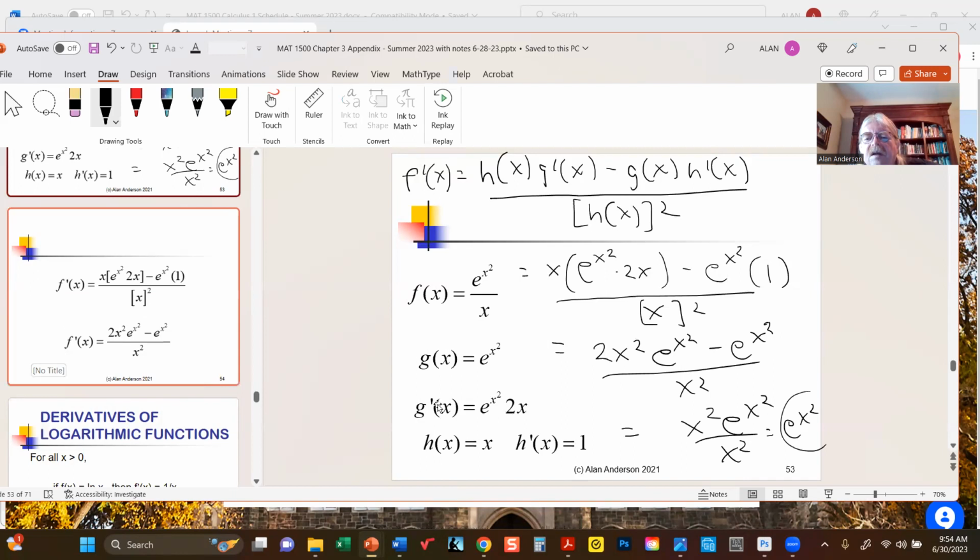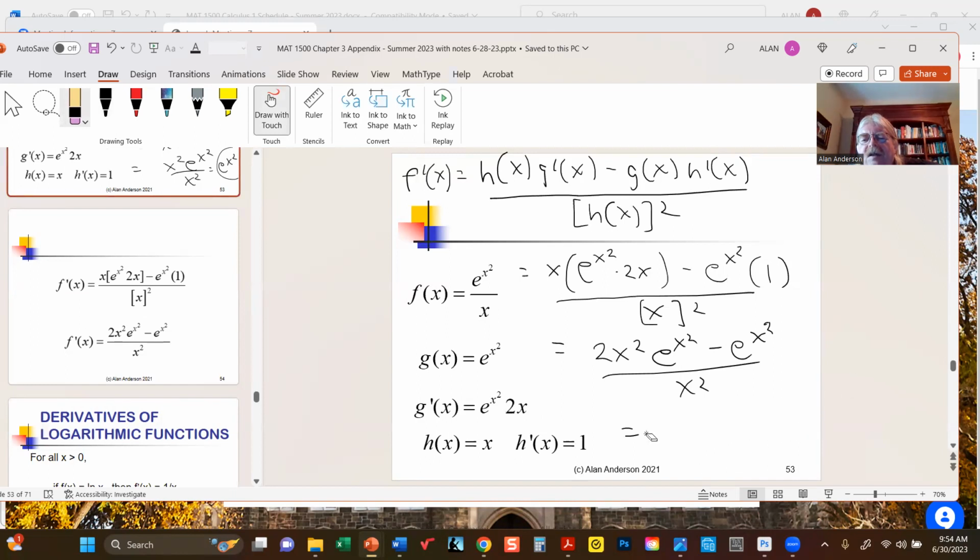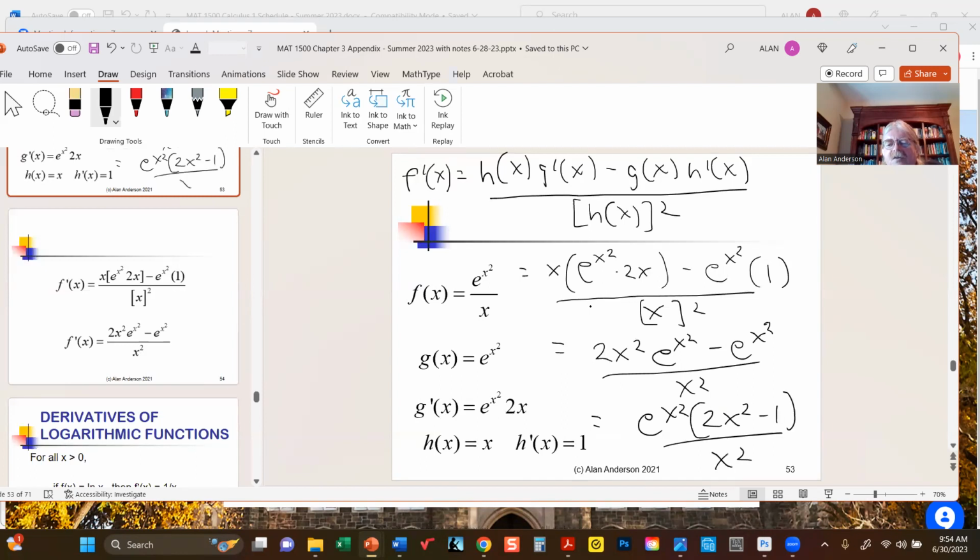Oh, wait a minute. No, what? I'm sorry, I did something wrong. I got too ambitious here. Hold on a second. I just realized I goofed up the consolidation here. It should have been this. All right, let me try that one more time. e to the x squared is a common term to both of these. There we go. Now we're talking. Sorry, I screwed it up.